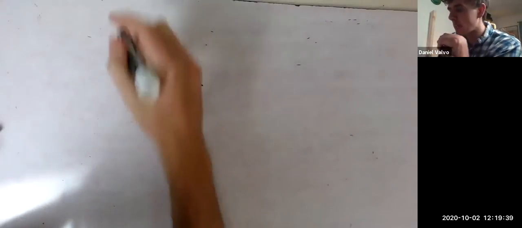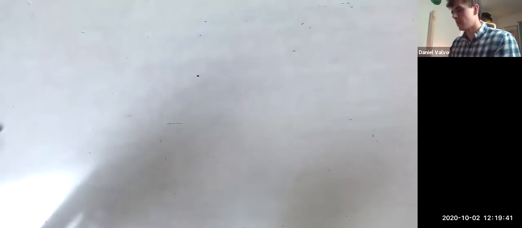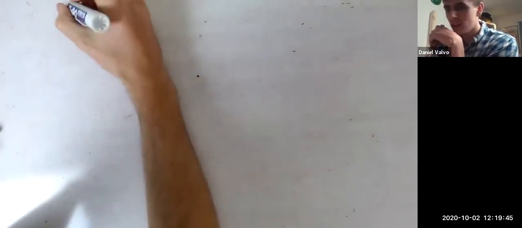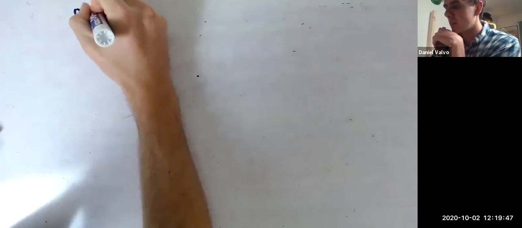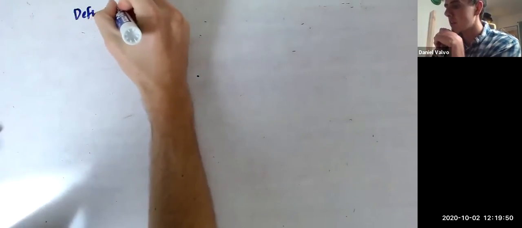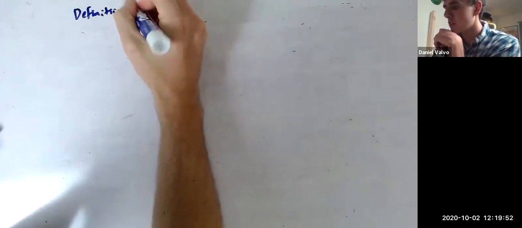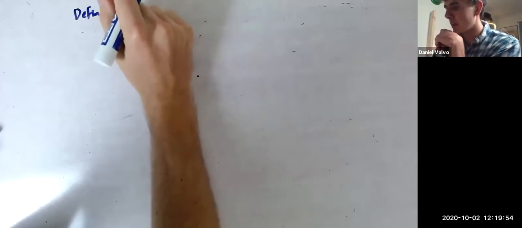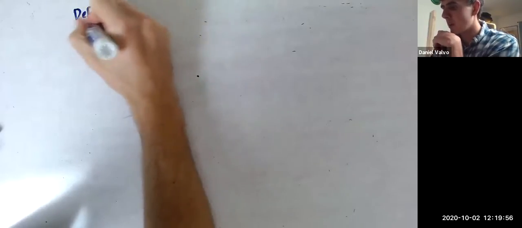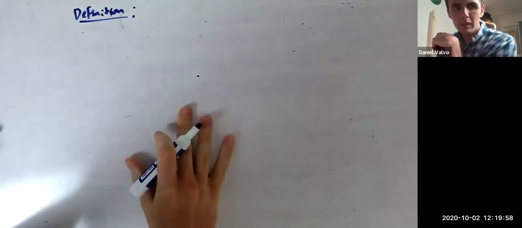So let's first make a definition. Let's see here, I think I used purple. You know what? I'll just follow what I did in class. Here we go. Definition. There are lots of I's in definition. There we go.